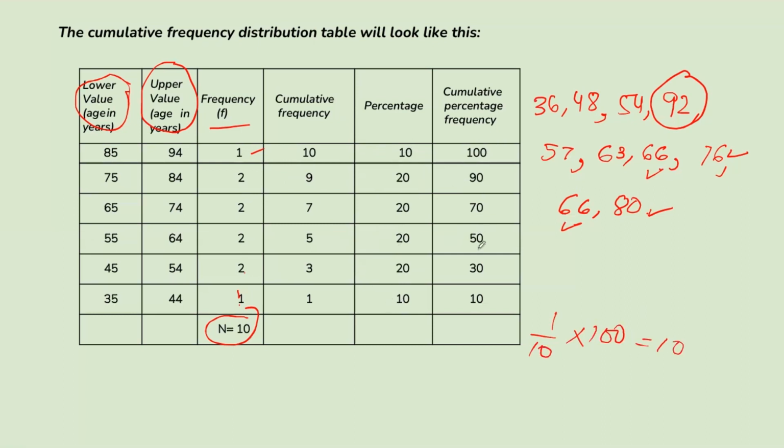Now you have to calculate the cumulative percentage frequency. That will be the cumulative frequency divided by the total n into 100. So 10 divided by 10 into 100, that will be 100%. Similarly here, this will be 9 divided by 10 into 100, so that will be 90%. So similarly, you have to calculate for all of these. This is the cumulative percentage frequency table. So in this manner, we find the cumulative frequency distribution table.